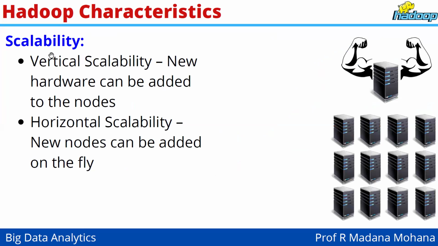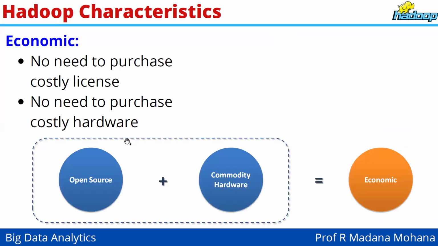Then scalability: you can expand with as many slaves as needed whenever data size increases. That's why vertical scalability is possible. Here new hardware can be added to both nodes. Whereas in horizontal scalability, new nodes can be added on the fly whenever required. That's why Hadoop is highly scalable.